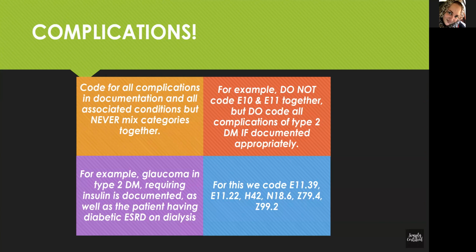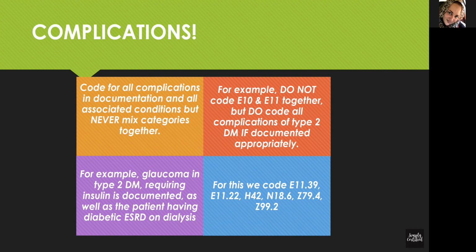Complications, complications, complications. Code for all the complications in the documentation. Don't miss any. The advice from the auditor here is keep an eye out for diabetes complications and all of the associated conditions, but never, ever mix up the categories. Again, do not code E08 with E10. Do not code E10 with E11, but do code all the complications of type 2 diabetes if they're documented appropriately. For example, glaucoma and type 2 diabetes requiring insulin is documented, as well as the patient having diabetic ESRD and being on dialysis.